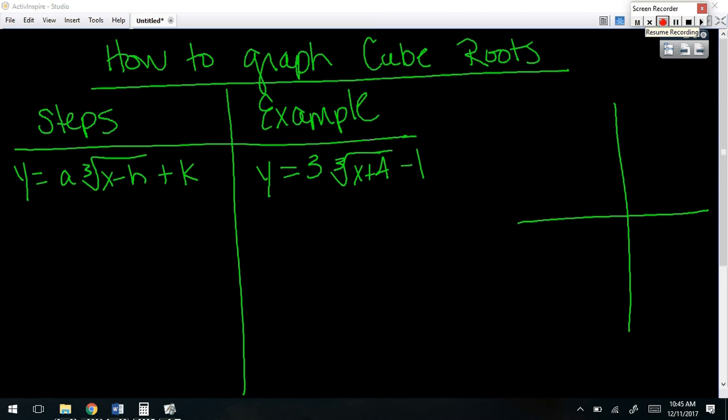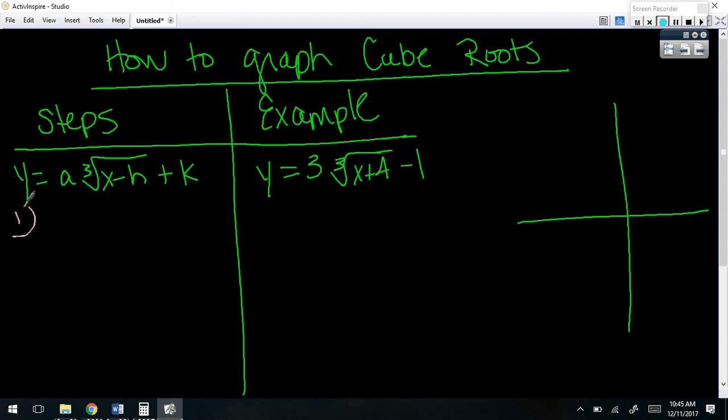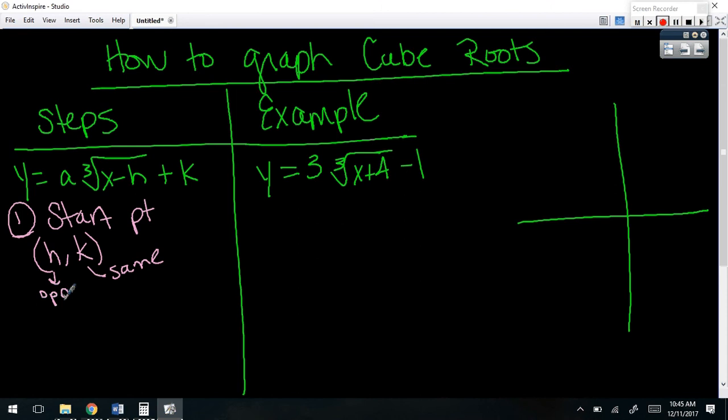I hope you will find that this is easy because the steps overlap so much. Step 1 on this is the same thing that you did before. We find and graph our start point. Remember, H is opposite, K is the same. Absolutely. -4, -1. So that step's exactly the same. That shouldn't throw anybody, right?